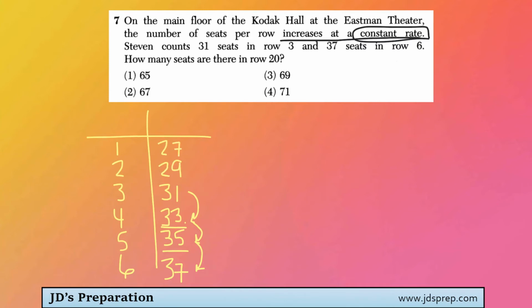Now that we have our table of values, we can find the algebraic equation that relates these two. And once we know that, we can quickly calculate how many seats are going to be in row number 20. I like to start by, well, first of all, I know it's going to be in the form of y equals mx plus b, because this is a linear relationship.